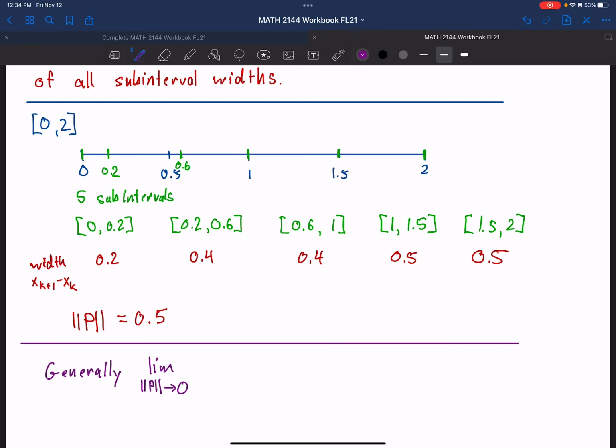We're going to use the general convenience of equal widths in Calc 1. So the main thing we want to grab from this is what a partition is. It's just x values that divide up the interval we're looking at, and the norm is just the largest subinterval formed from the partition. Any questions on this page?